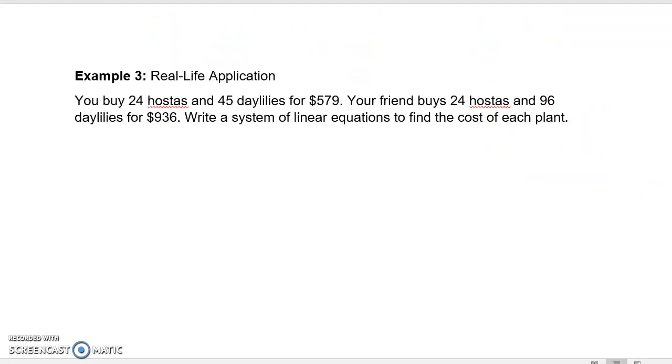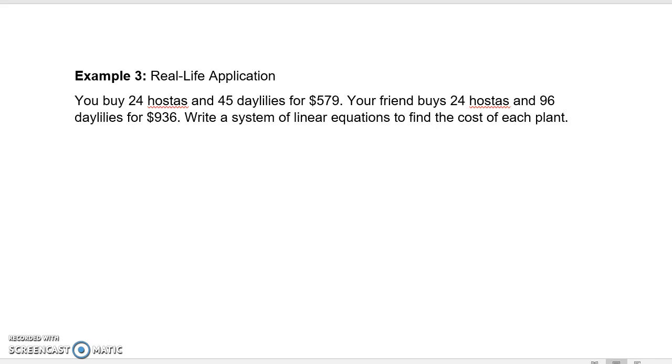Our last example is a real life application. So remember that we're going to decide what our two variables are. We're going to write two equations and we're going to solve with elimination. So here's our example. You buy 24 hostas and 45 daylilies for $579. Your friend buys 24 hostas and 96 daylilies for $936. Write a system of linear equations to find the cost of each plant.